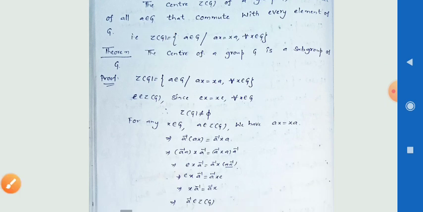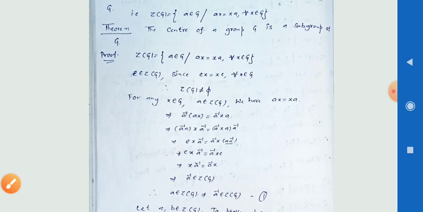Okay, now the theorem. The theorem is given: the center of a group G is a subgroup of G. Here we have to show that Z(G), the center of a group, is a subgroup of G. So I am taking Z(G). The set Z(G), the center of a group, is equal to the set of A belongs to G such that AX is equal to XA for all X belongs to G.